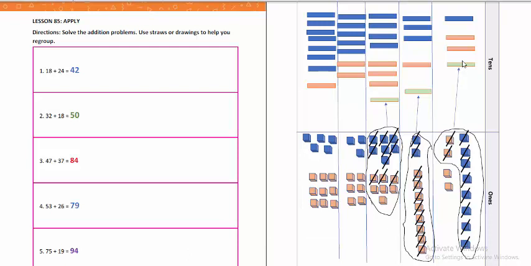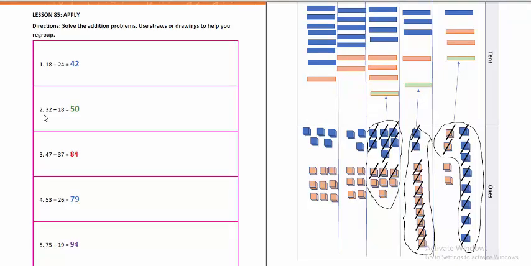Now let's count again how many ones and how many tens. The ones: 1, 2, and the tens: 1, 2, 3, 4. Now we have 4 tens and 2 ones, which equals 42, and please write 42 on page 48.